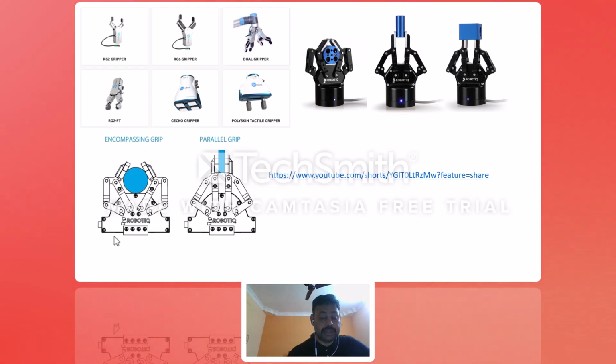Apart from that, the robot as a gripper can use different types of grippers. For a cylindrical component, you can hold it like this, or if you have rectangular jobs, you can grip like this. Suppose your component is like a circular blank or something, you can grip like this, right? This is called encompassing grip, parallel grip.